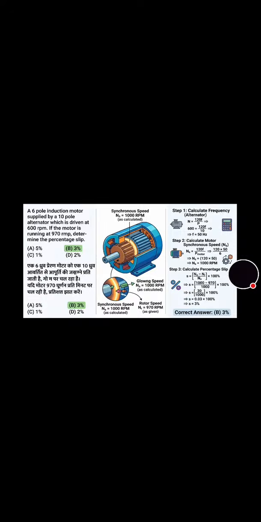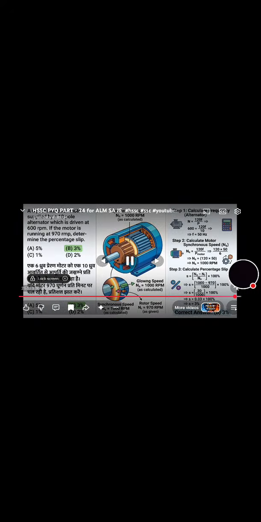A 6-pole induction motor is supplied by a 10-pole alternator which is driven at 600 rpm. If the motor is running at 970 rpm, determine the percentage slip. And its correct answer is option B, that is 3%. And I have given the solution also, and you can check out the solution.